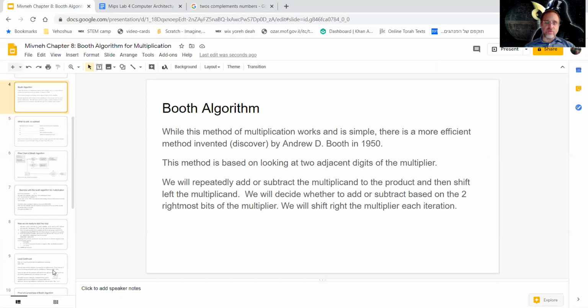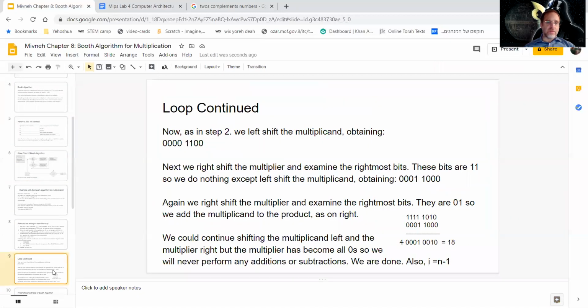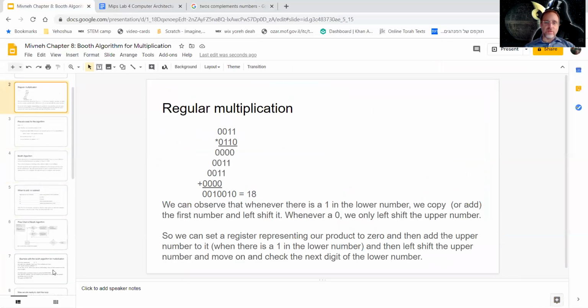Wait, let me just make sure I didn't screw up my slide. Where is it? 1, 2, 3, 4. Yeah, okay.